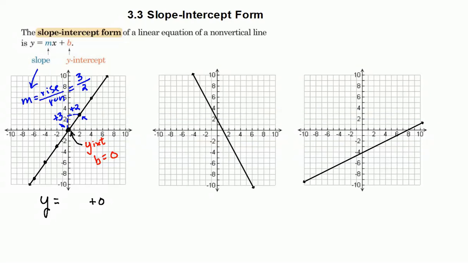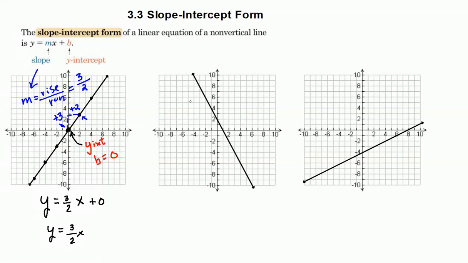So we're going to go ahead and use that slope, and we're going to write it as 3 over 2. And we're going to put an x because that's what we put here at the end. So our equation should be y equals 3/2 x plus 0, or we're just going to write it as y equals 3 over 2 x. Now let's go on to the second example here.